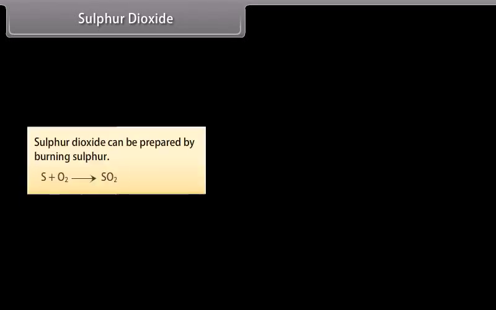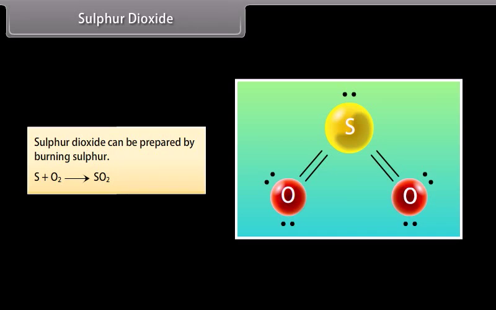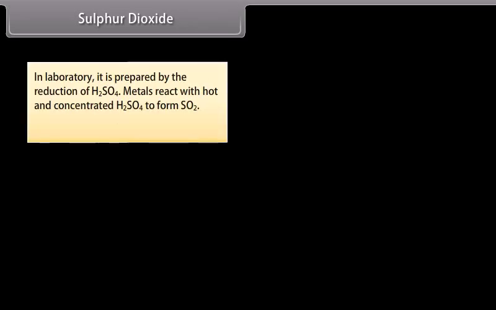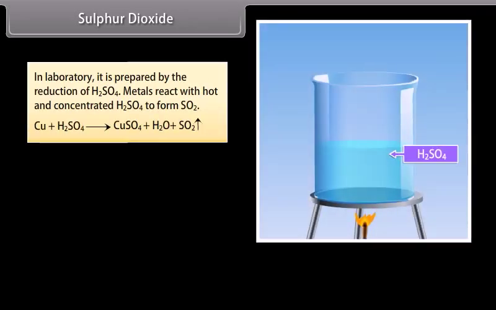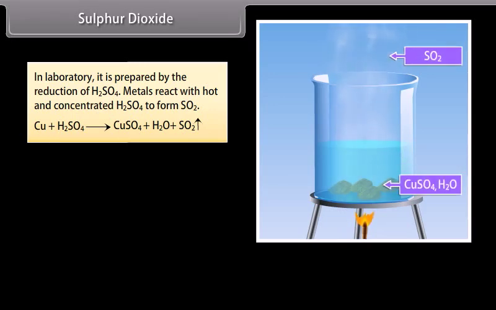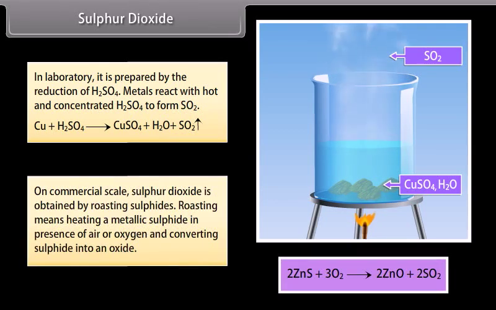Sulfur dioxide. Sulfur dioxide can be prepared by burning sulfur. In the laboratory, it is prepared by the reduction of H2SO4. Metals react with hot and concentrated H2SO4 to form SO2. On a commercial scale, sulfur dioxide is obtained by roasting sulfides. Roasting means heating a metallic sulfide in presence of air or oxygen and converting sulfide into an oxide.